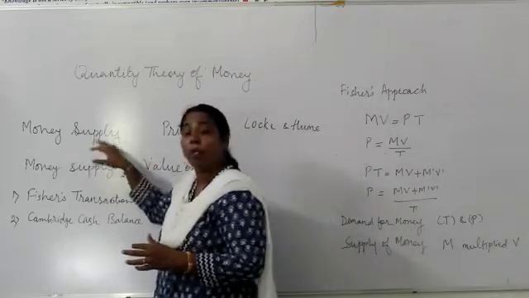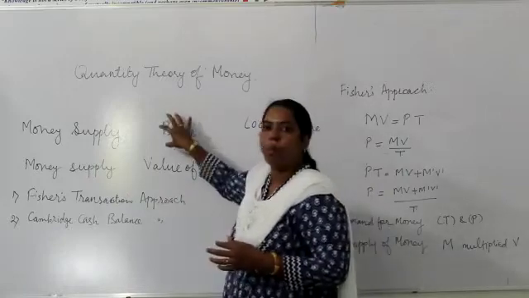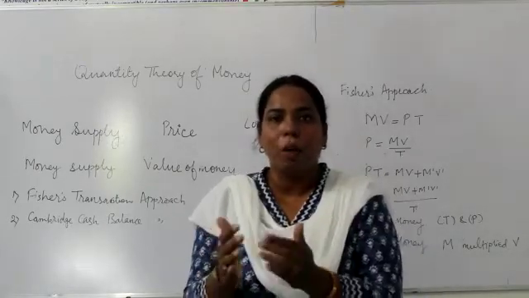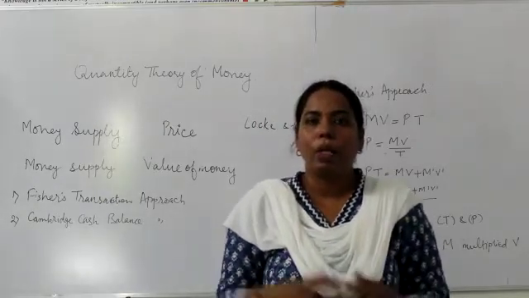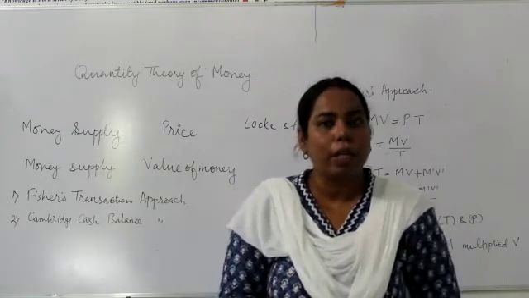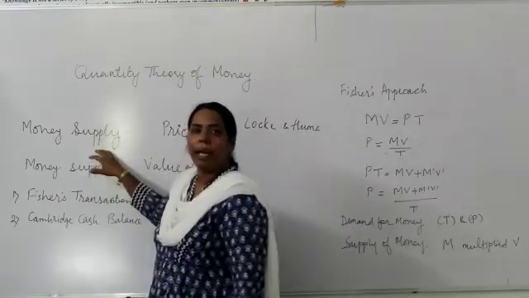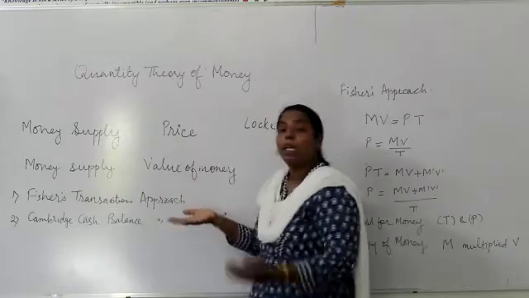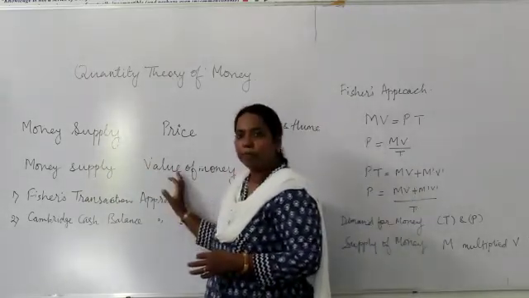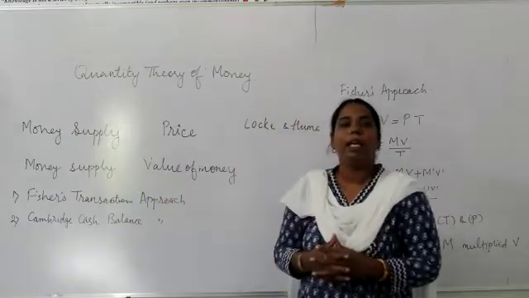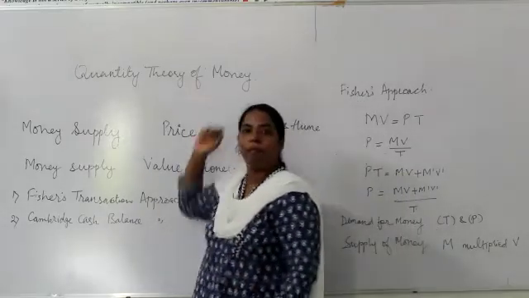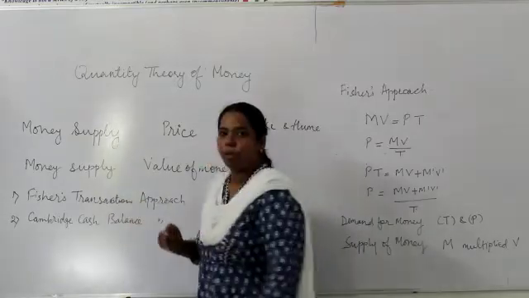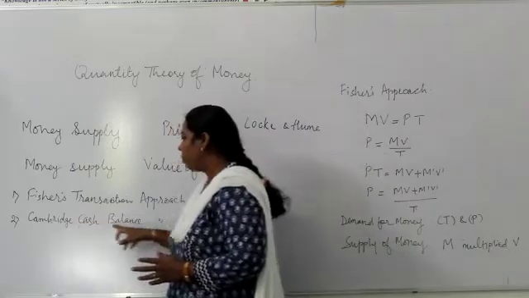And when the money supply increases in the economy, the price level will increase because there is more money in the market. When people have more money, naturally their demand will also increase. So to cope with the demand, the price level will also increase. So when the money supply in the economy is more, the price level will also increase, and the money supply has an inverse relationship with the value of money. This basic concept is explained with the help of the quantity theory of money. So first we will see in this lecture Fisher's transaction approach, and later on we will go to the average cash balance approach.